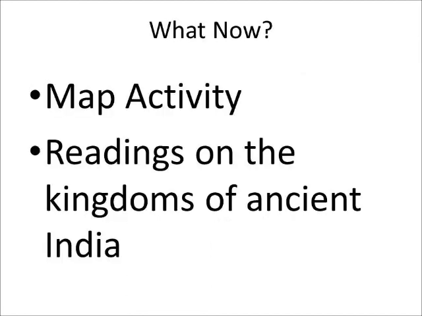So now that you've learned a little bit about the ancient Indus Valley civilizations, your next step is to complete a map activity. To do that, you can use maps you find online, or you can use the maps on this slideshow. The maps in the first couple of slides should prove particularly helpful. We also have some readings on some kingdoms of ancient India that came after Mohenjo-Daro and Harappa, and we want you to check those out online.